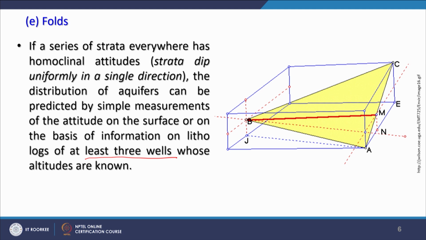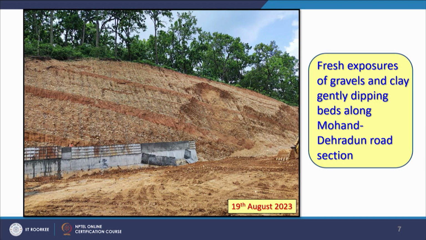But if it is not homoclinal, that means everything is not inclining in the same direction in the same way, then challenges become greater. This is the example from earlier discussions also. We have taken this example. These are the examples of homoclinal dipping beds, where you are seeing that pervious or impervious layers or fine grained or coarse grained layers are dipping in the same manner.